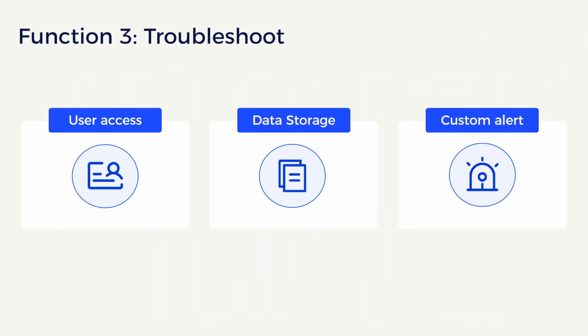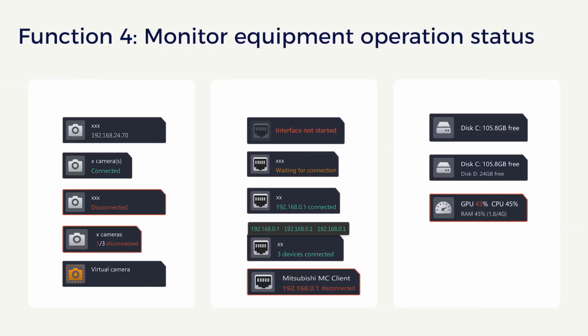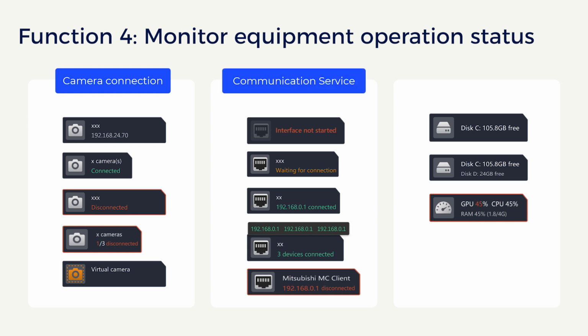To assist operators in maintenance and troubleshooting, some settings can be customized, such as role-based access control, production data storage and alert rules. To monitor the equipment operation status, such as camera connection, communication service and system performance, it's crucial to configure equipment for monitoring. The Vision system will automatically monitor the camera connection and communication service. For this, we just need to configure the disk for monitoring.